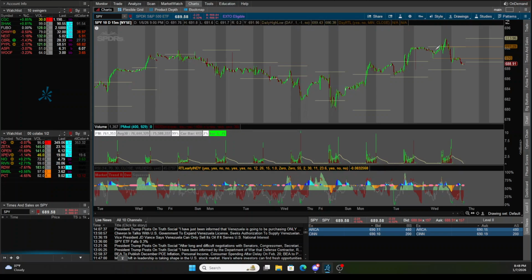Again, those only populate for one day, and then it goes to the next day. They don't stay on the chart. But the previous day high and low, which are these lighter yellow lines, they do stay on the chart. And very important, very respected.